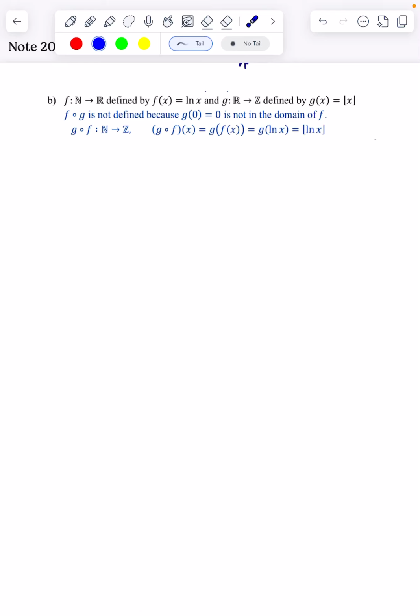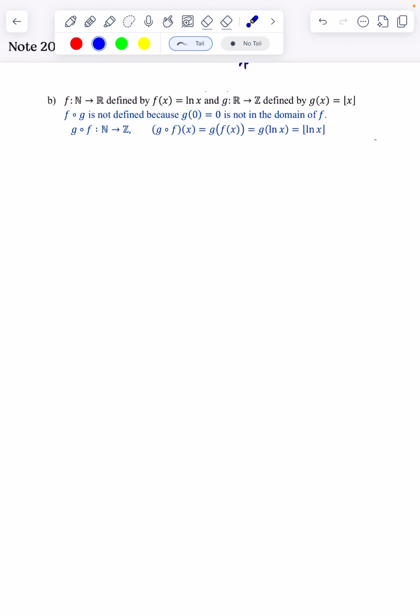In this question, the function f of x given is the natural ln of x. This is defined with the domain as the natural numbers and the codomain as the real numbers. And the function g of x is given. This function is defined for the domain R, and the codomain is the integers.